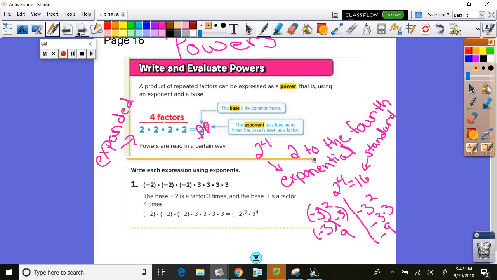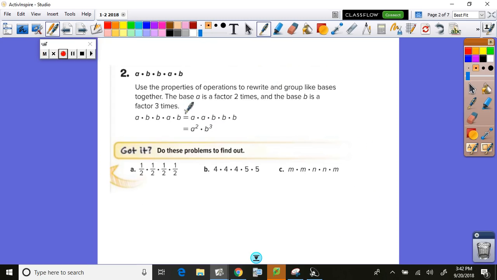Now we're going to continue with the example below. Here I have all variables. Multiplication is commutative, remember? So I can rearrange that as they've done here, where they put the a's together and the b's together. And a times a is a squared, b times b is b cubed. Now I want you to pause the video and do these problems. Then come back.